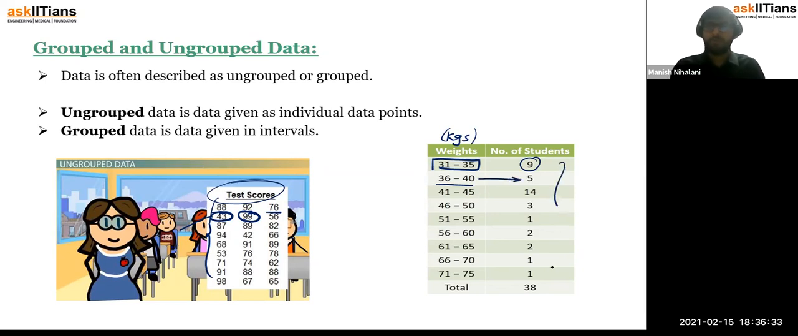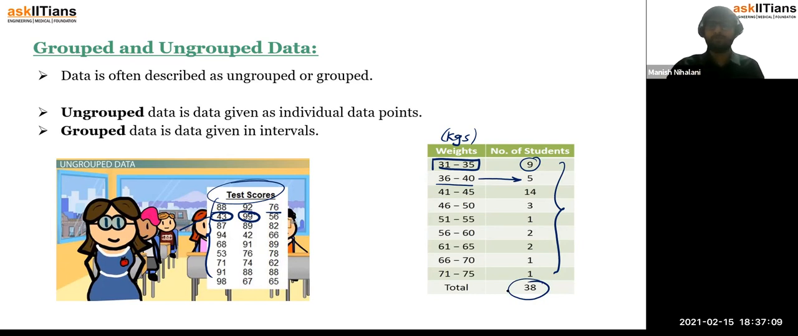So this sort of data, when you group the individuals into a particular class, that is when you are grouping a particular bunch of students into a class, that is, you said 9 students are between 31 to 35. So you are grouping basically the students into 5 kg class intervals, right? So this data is called grouped data. And you can see that there were total 38 students, and you have placed each and every student into a particular group. हर एक group में है.